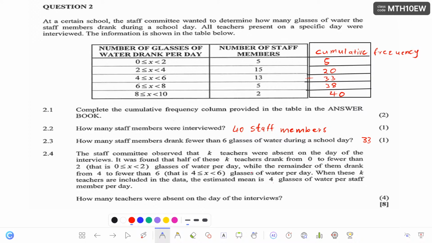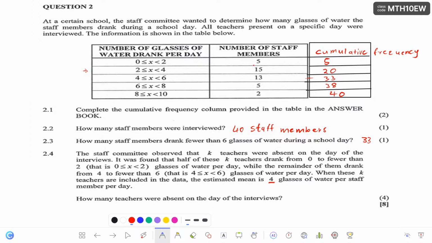So, okay, it's 4 glasses of water per staff member per day. Now they want to know how many teachers were absent on the day of the interview. They are saying that when we include the teachers that were absent during the day, the mean is 4. So now we need to calculate the mean for this table, for the data that were presented on that day.